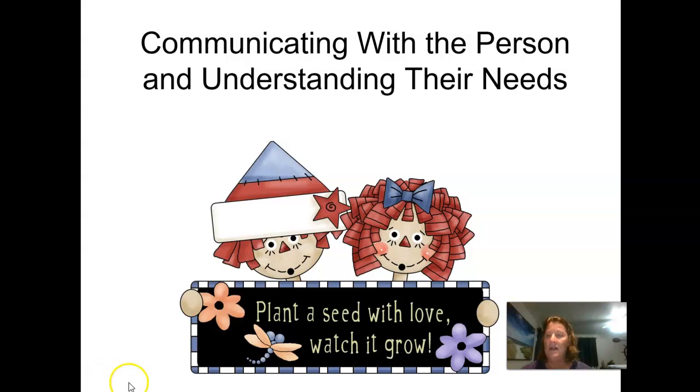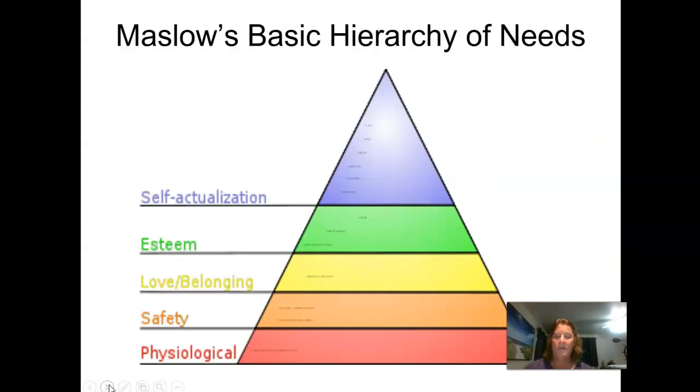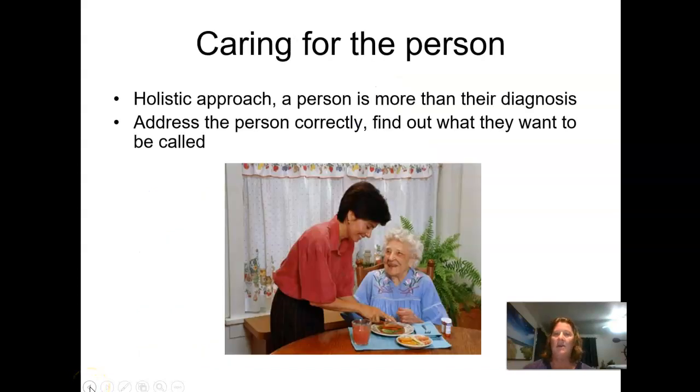So when we're looking at caring for another person and good communication with that, one of the things that we will be talking about here is that we need to look at a holistic approach for a person. They're more than just a diagnosis. So it's never just the gallbladder in room so-and-so or the knee replacement in so-and-so. We always need to learn who our residents are, how to best approach them, what they prefer to be called.